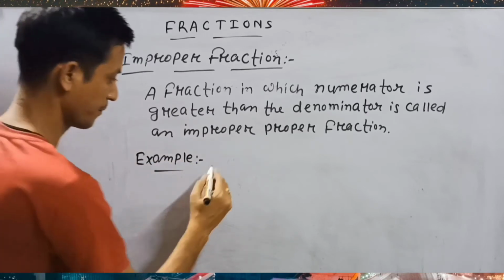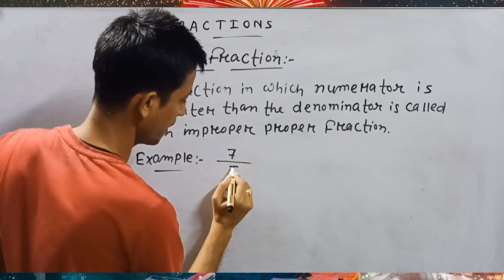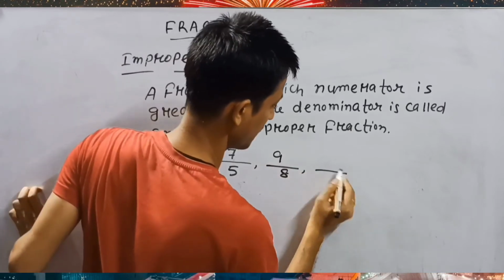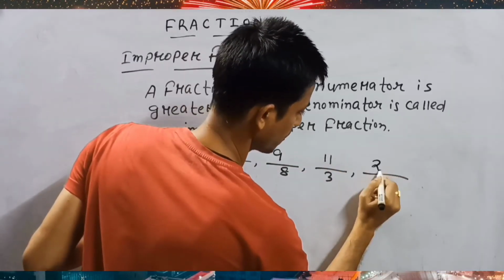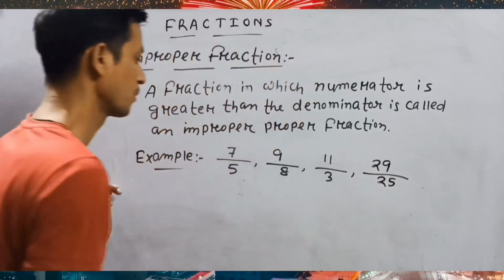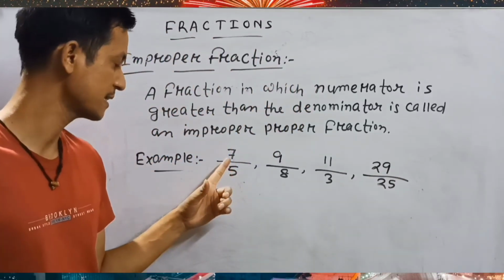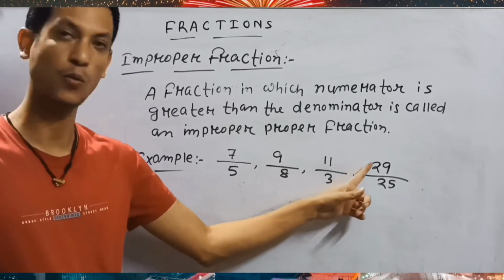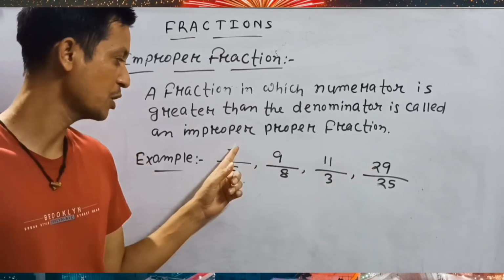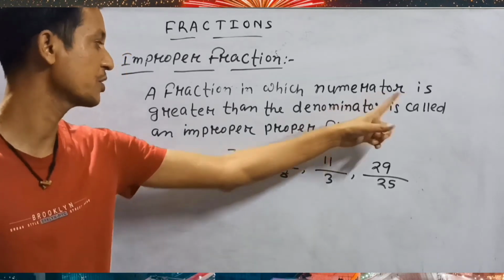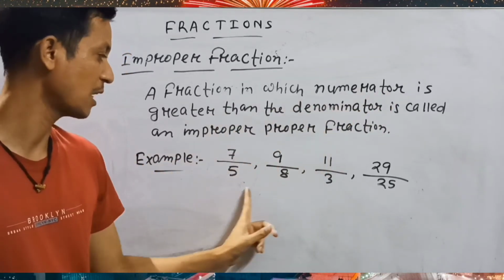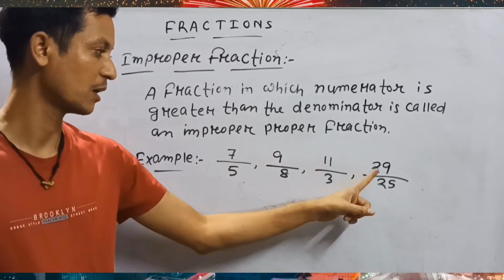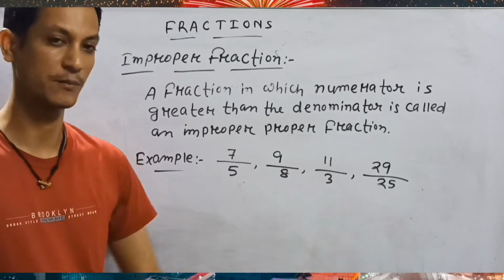Example, here you can see 7 by 5, 9 by 8, 11 by 3, 29 by 25. Here you can see 7 is greater than 5, 9 is greater than 8, 11 is greater than 3, 29 is greater than 25. So up one numerator, down one denominator. So numerator is greater than the denominator. So these are improper fractions. I have written 4 examples.